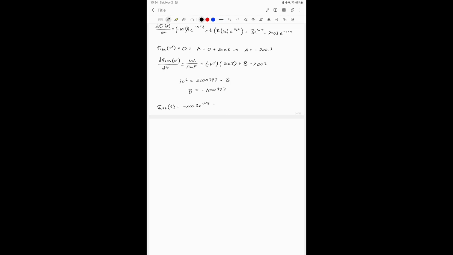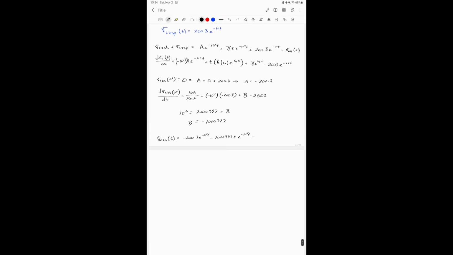Okay, so that means that our VC zero-state total of t is equal to negative 200.3 e to the negative 10 to the 4th t minus 1,000,997 t e to the negative 10 to the 4th t plus 200.3 e to the negative 10t.